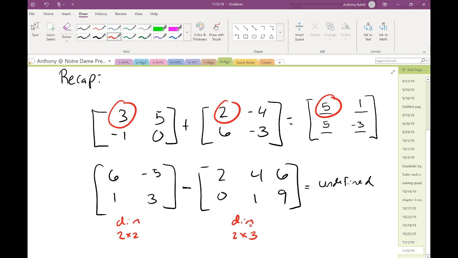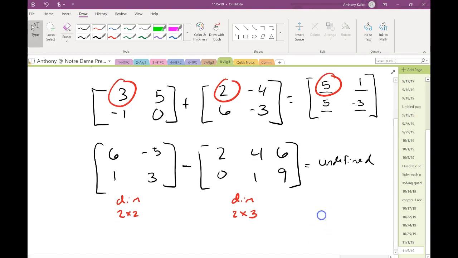Everybody's okay with that? So the dimensions here, what does this number 2 represent? It's the number of rows, and the 3 then is the number of columns. Everything we do matrix-wise is always going to be written like that. We're going to do rows first and columns second.